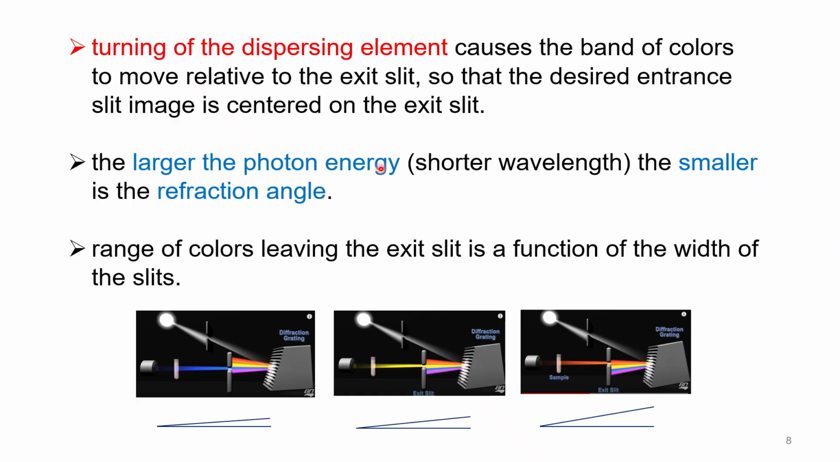The larger the photon energy, the smaller is the refraction angle. So basically, the refraction angle for blue color is much smaller compared to the refraction angle for the red color. The range of the color leaving the exit slit is a function of the width of the slit. So if the width of the slit is wide, then it will allow a wider range of the radiations to pass through.